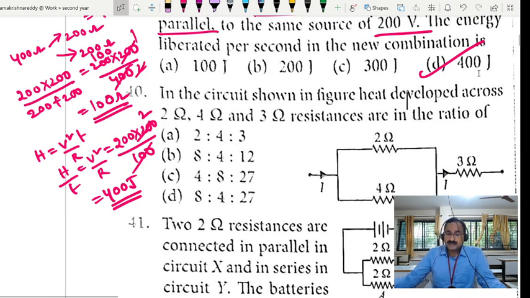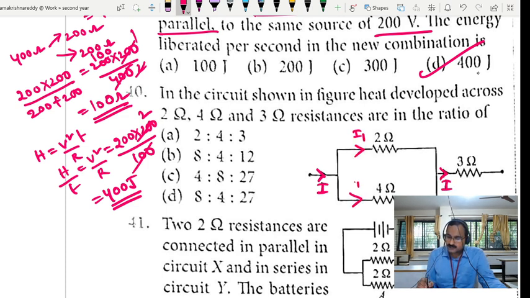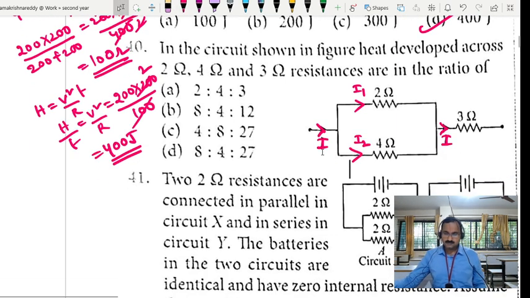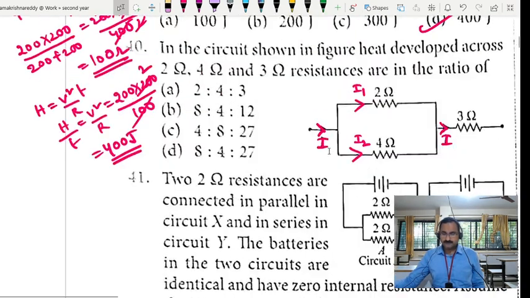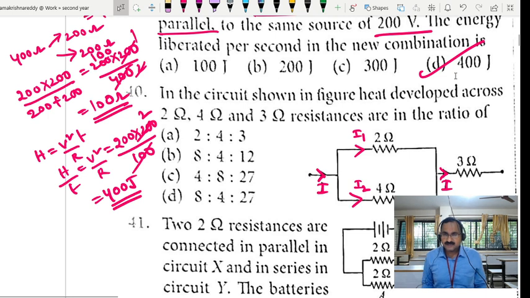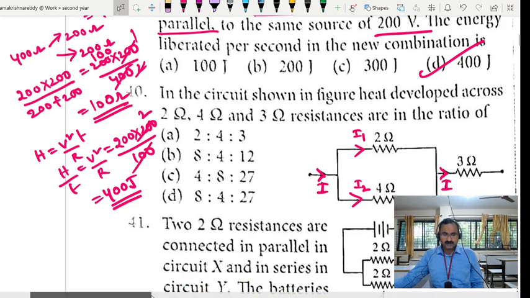Next one. In the circuit shown in the figure, heat developed across the 2 ohm, 4 ohm, 3 ohm resistance they are asking. Total current entering is I, then it divides into I1 and I2. Heat developed means current is required, because the H formula is I square RT, joules of heating. Now we have to calculate the I1 value. I will take the figure aside and we can explain it clearly.